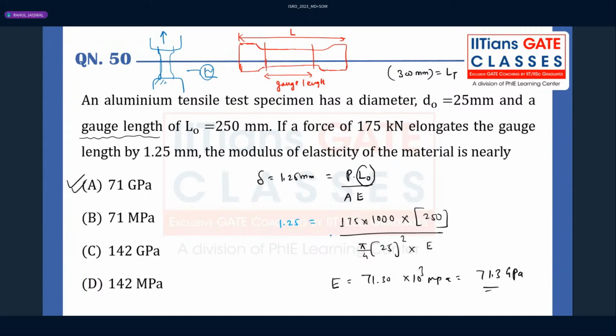You have to be very fast in calculations. You will not be provided with any kind of calculator. Modulus of elasticity, we also call Young's modulus of what? Elasticity.